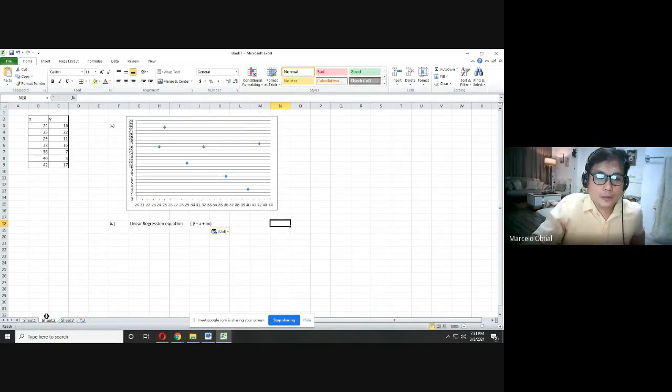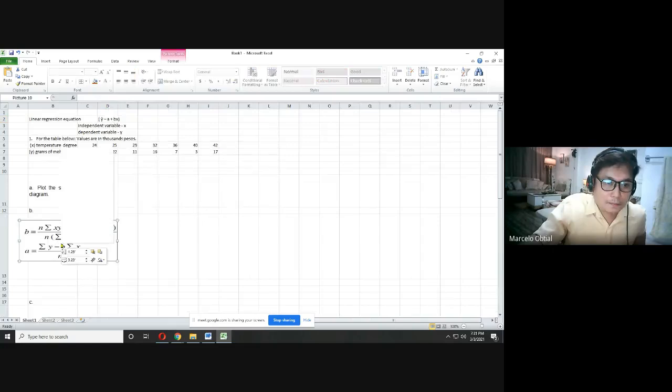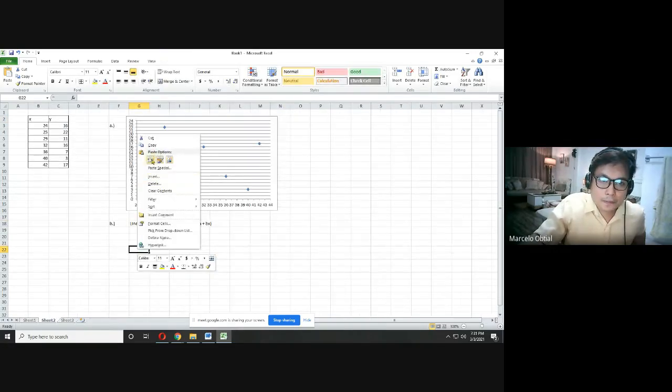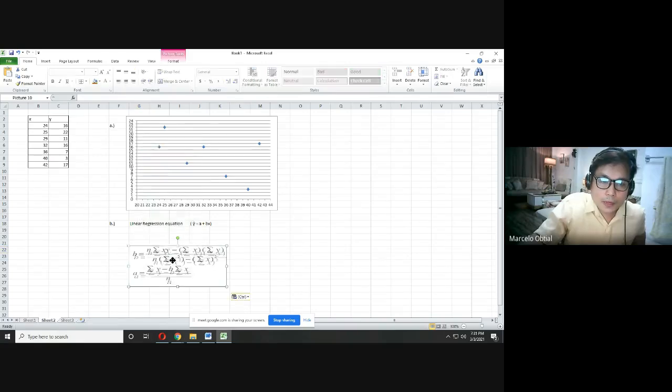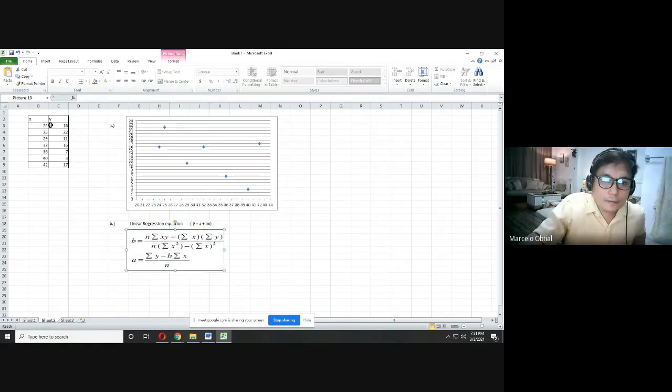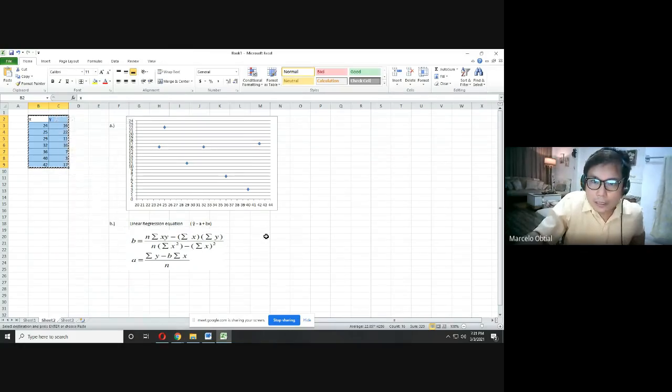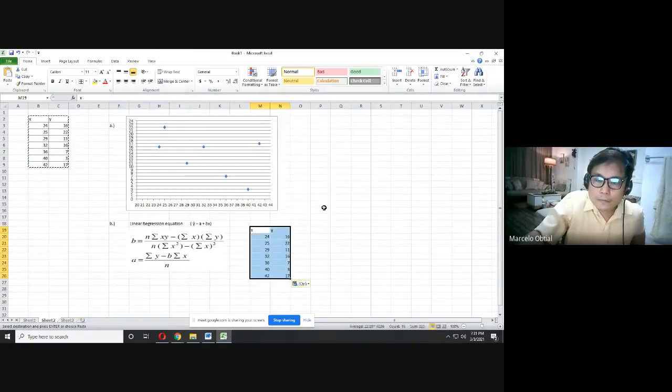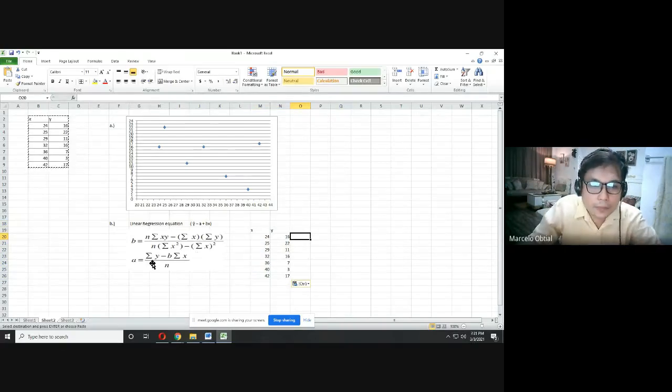Okay. So nasa exam din itong formula. You don't need to memorize. So gagawin lang natin, okay? From this table, copy paste para mas klaro. Copy paste ko na dito na side. Okay, ang nakalagay sa formula dito, you need to multiply x and y. You get the summation of x, you get the summation of y.